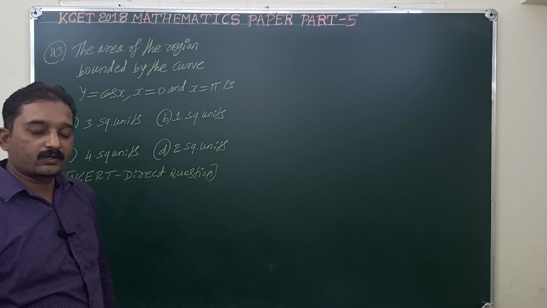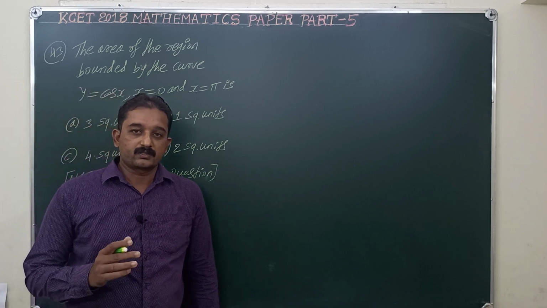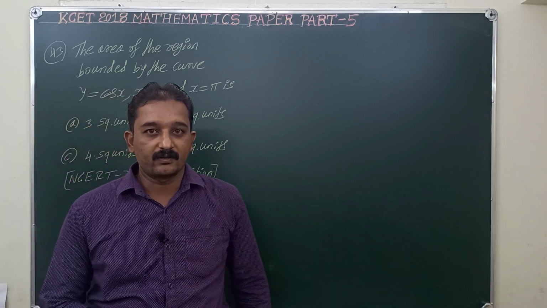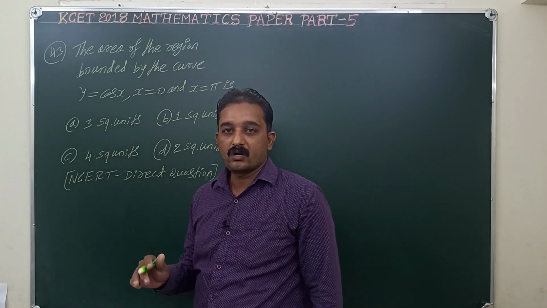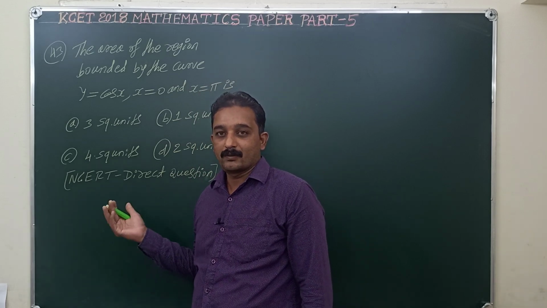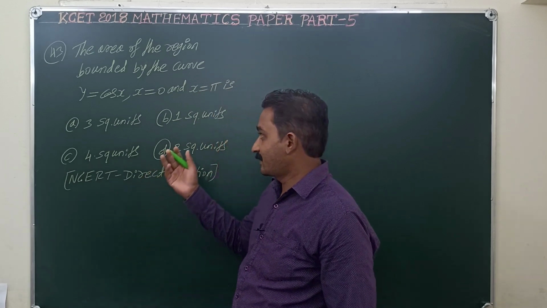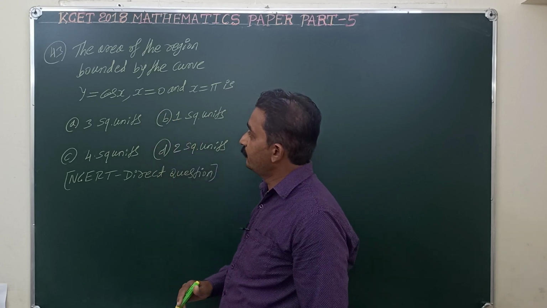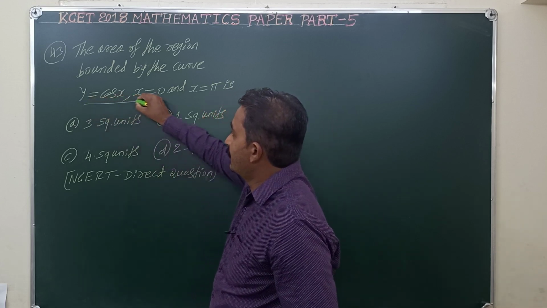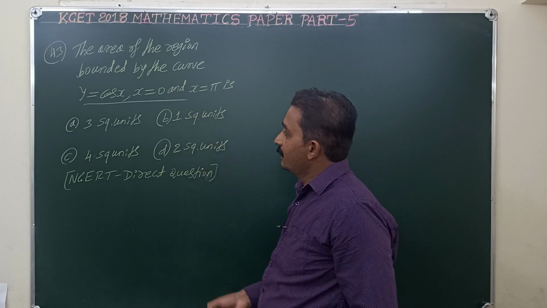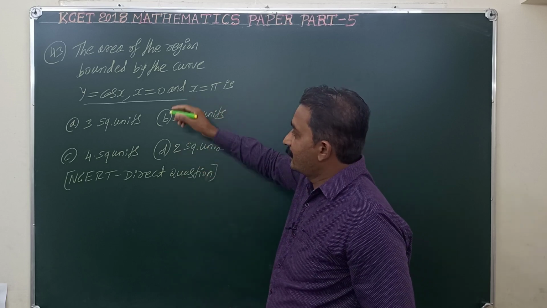So now let us move on to question number 43. This question is based on the chapter application of integrals. Usually they ask one or two questions on this chapter in KCET. Here we take the first question. This is a repeated question in KCET, repeated 2 times. So directly we can write the answer of this question.